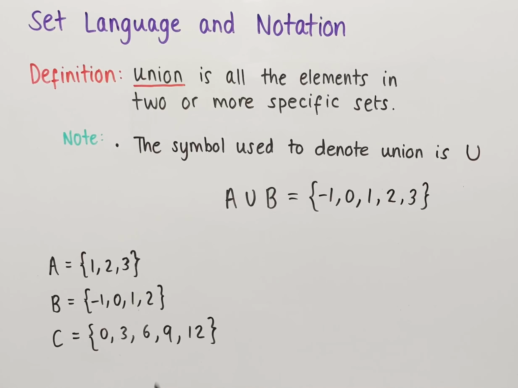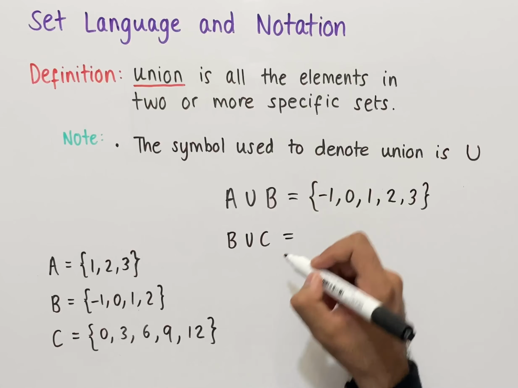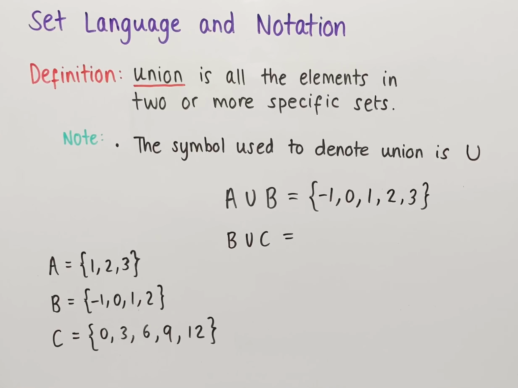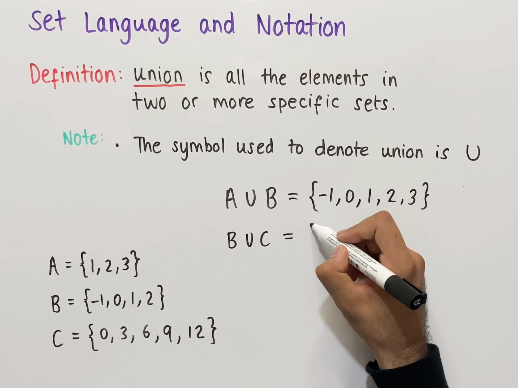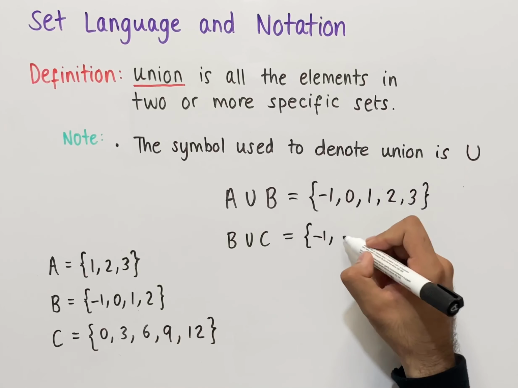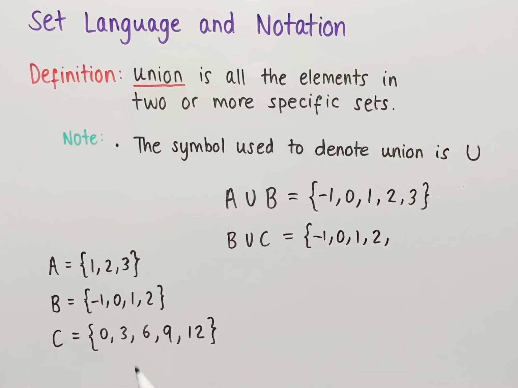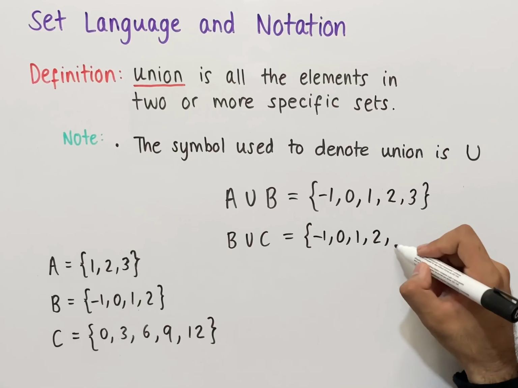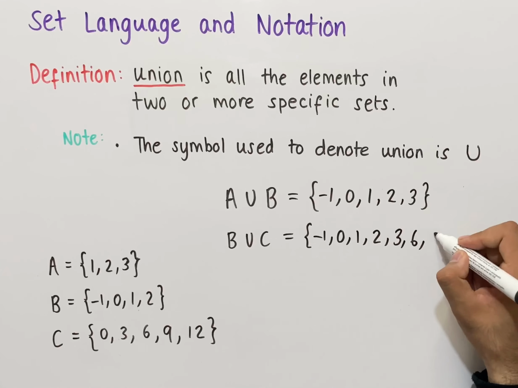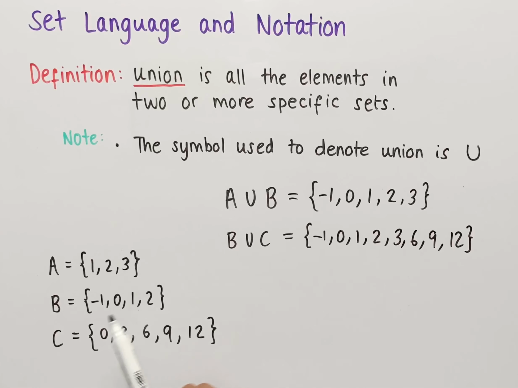If we look at B union C, then we've got all the elements that are in B and C. And if we write this in chronological order, then we have -1, we've got 0, we've got 1, we've got 2, then we've got 3, 6, 9, and 12. And that's the union of B and C.